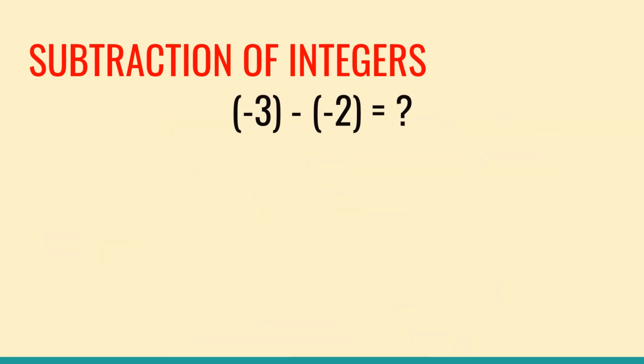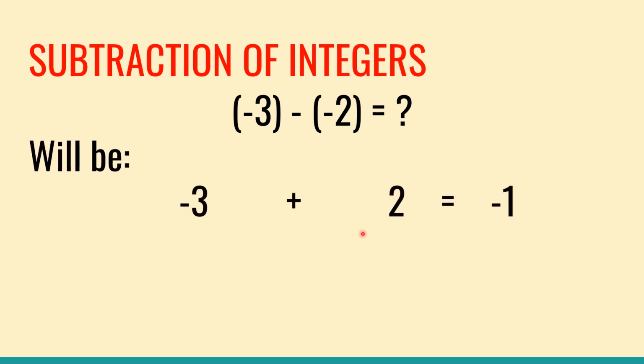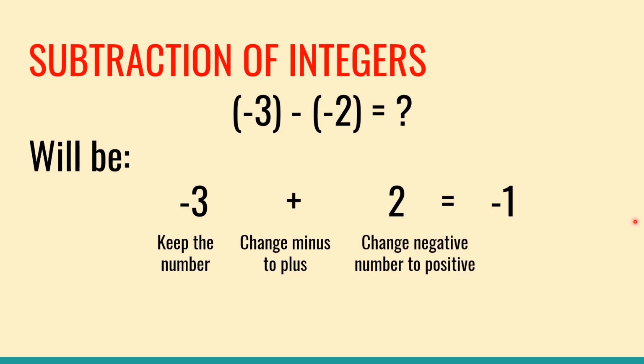Another example. Negative 3 minus negative 2. Ito ay magiging negative 3 plus 2 is equal to negative 1. Bakit naging ganito ang ating integer? Tandaan, palaging sumunod sa rule of subtraction of integers. We keep negative 3, we change minus to plus, and we change negative 2 to positive 2. And the answer is negative 1.